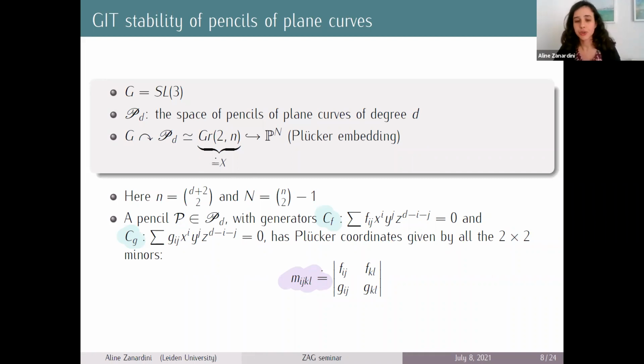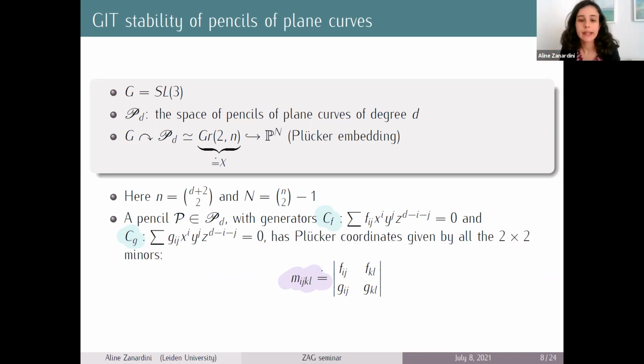And then if I choose two generators, so C sub F and C sub G, meaning that I choose some coordinates and then these are given by the zeros of some polynomial F equals 0 and G equals 0. So given that, then the Plucker coordinates are exactly all the 2 by 2 minors that I wrote here in this slide. And the notation for the coordinates throughout the talk is going to be M sub I, J, K, L.